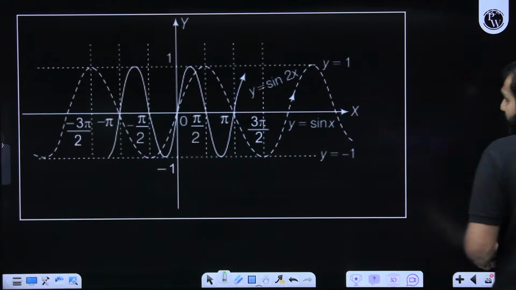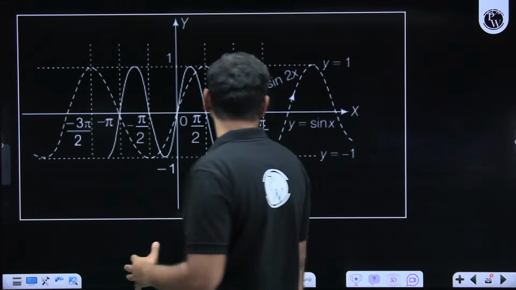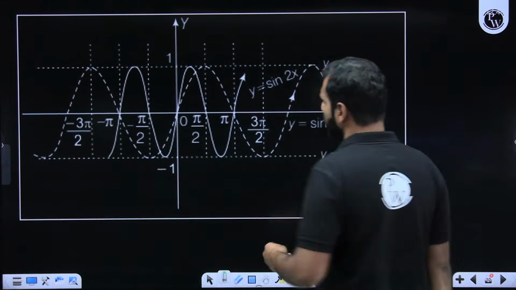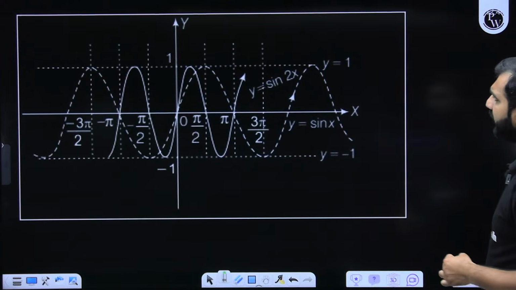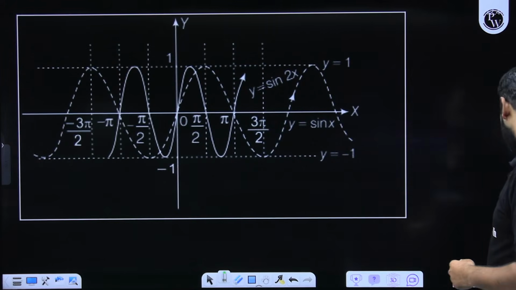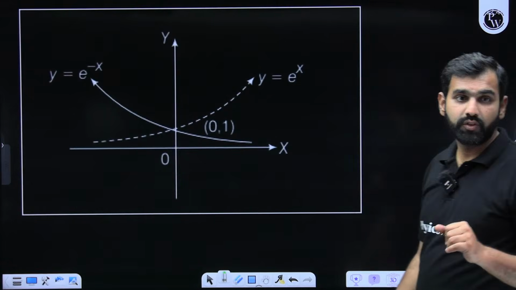With that, the next conclusion is this. Here, what have I done? I think this could be the graph of sin x by 2. This is sin 2x only. This has gotten repeated.